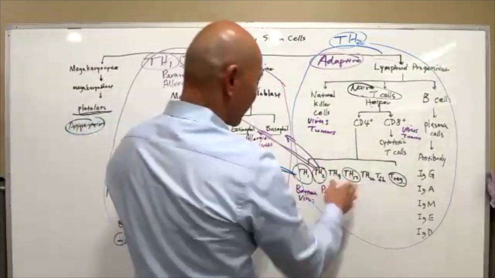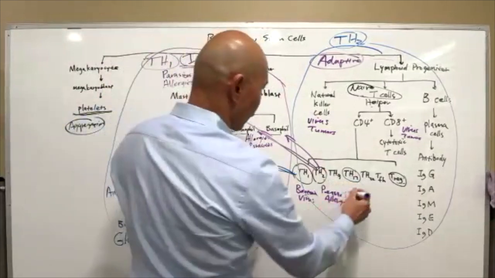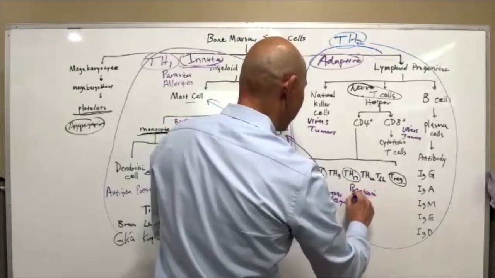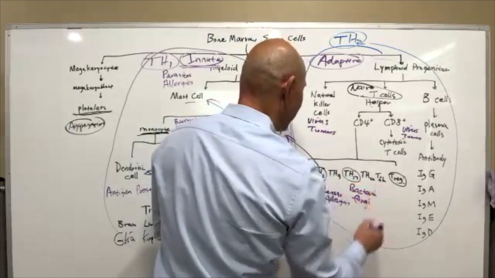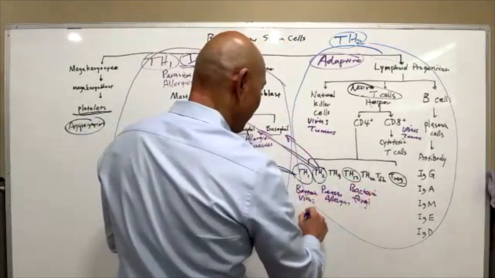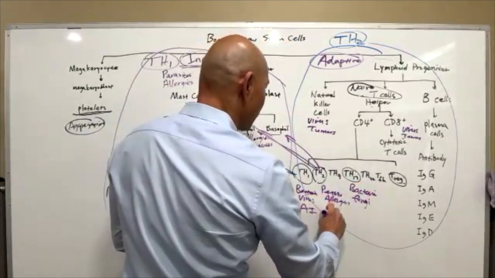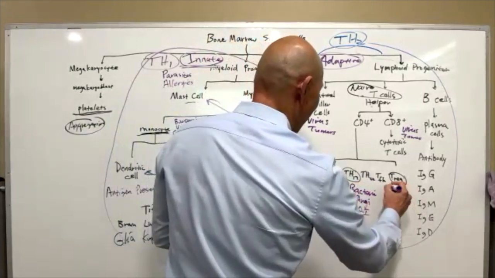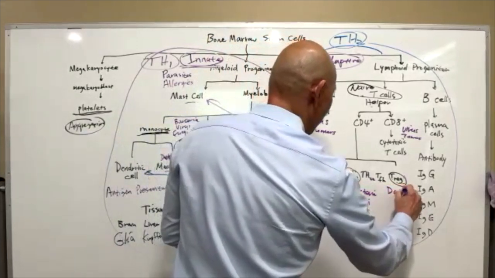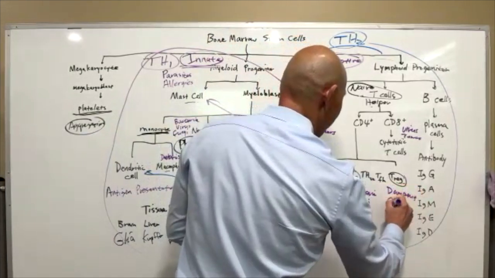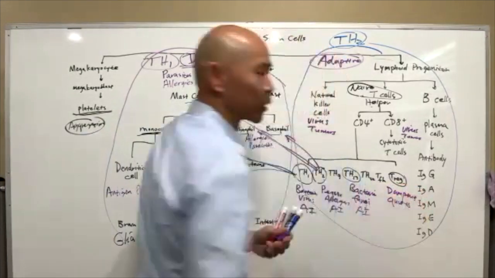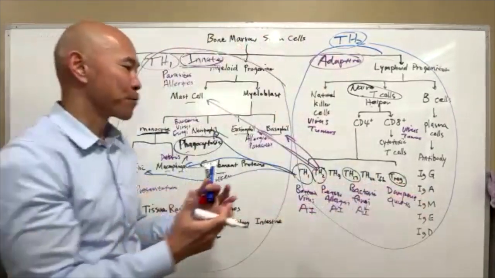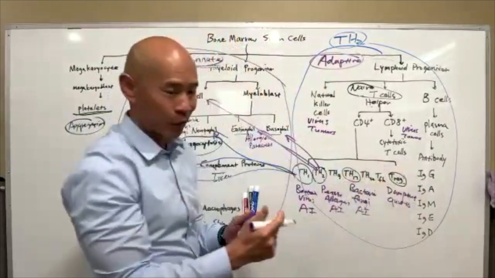And then we have the T helper 17, which is going to go after your bacteria and fungi like Candida. And all of these can be involved in autoimmune responses. The Treg cell dampens or quiets the immune response. So it's kind of the conductor, if you will, or the ceasefire signal from the immune system.